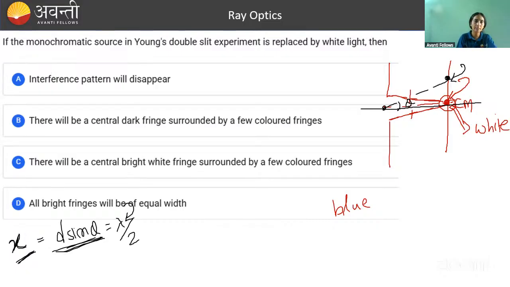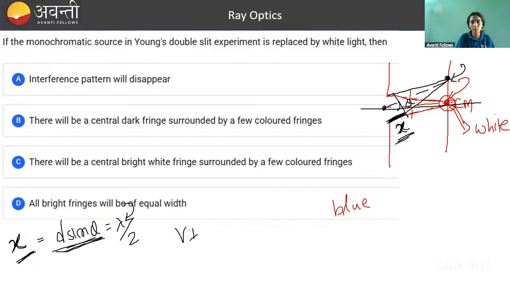समझ रहे हो मेरी बात का मतलब? See, यहाँ से light गया, यहाँ से गया. This path difference is this much. So difference is this much, this x. So this x will first become equal to which lambda by 2? For which color it will first become equal to lambda by 2?